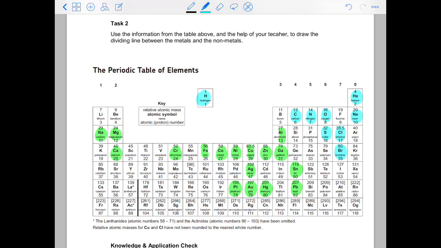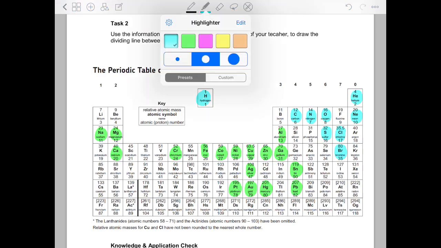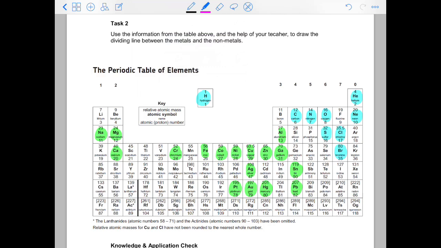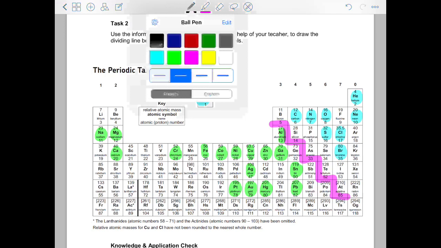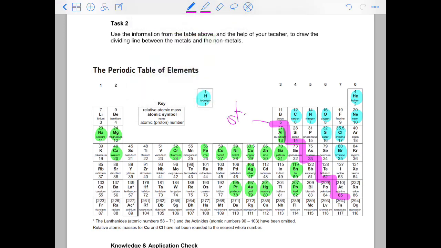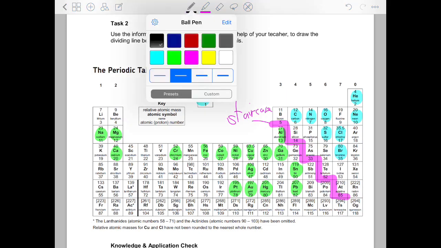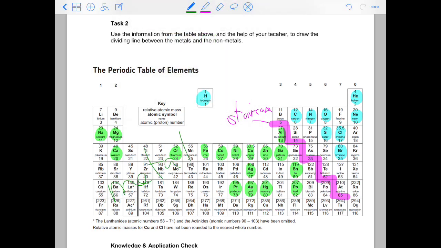Sulfur is also very dull in color. It's not shiny. So you should be able to see a bit of a pattern here. If we go like this, this is the staircase that we find on the periodic table. It goes just under boron and then down and across all the way down the periodic table. This is the line that separates, so this is our staircase. This separates our metals from our non-metals.